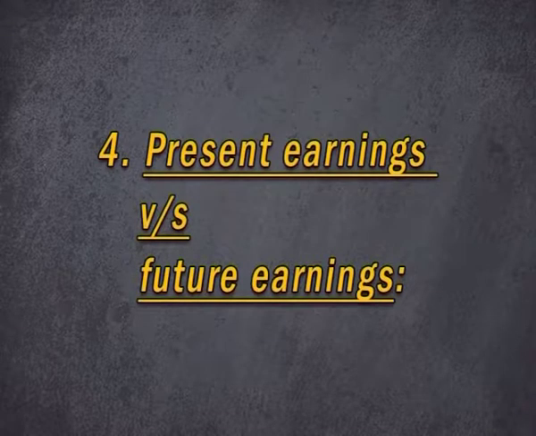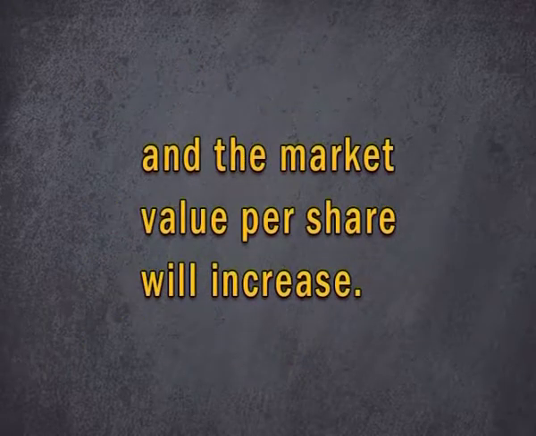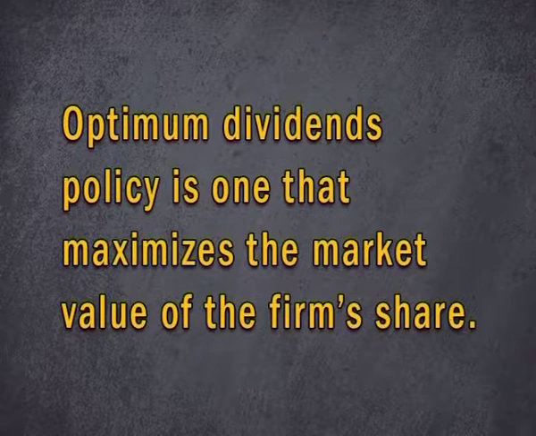Number 4, present earnings versus future earnings. If all the profits are distributed in the form of dividends, the shareholders will be happy and the market value per share will increase, but no funds are left for expansion and future growth is restricted. If the entire profit is retained, there will be enough funds for growth, but the current share value will come down in the market. Optimum dividend policy is one that maximizes the market value of the firm's share. Therefore, a finance manager has to strike a balance between the present earnings and the future earnings.